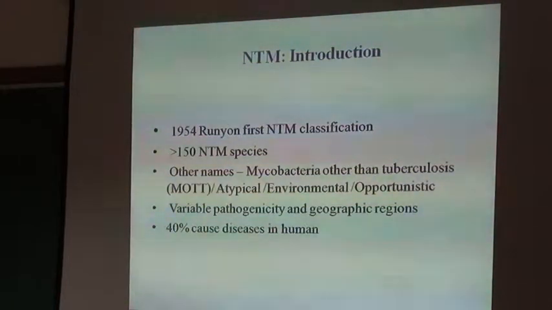NTM species have been known for a long time, and Runyon was the scientist who first classified NTMs into 150 species, in 1954. So till today, more than 150 NTM species have been known. The different names of NTM are mycobacteria other than tuberculosis, atypical mycobacteria, environmental mycobacteria, or opportunistic mycobacteria, and they have variable pathogenicity and geographic location. About 40% of these 150 NTM species cause disease in humans.